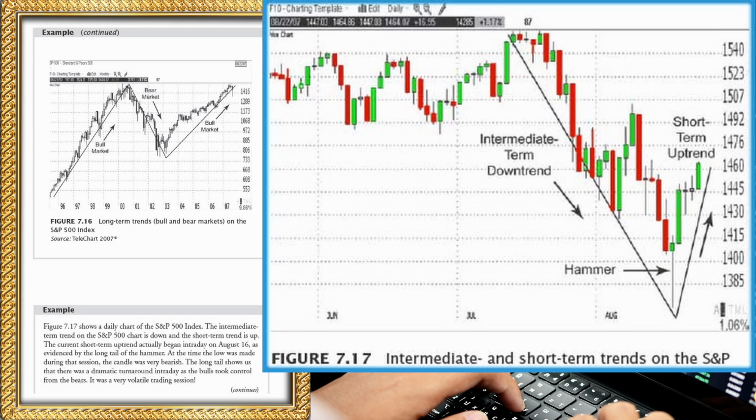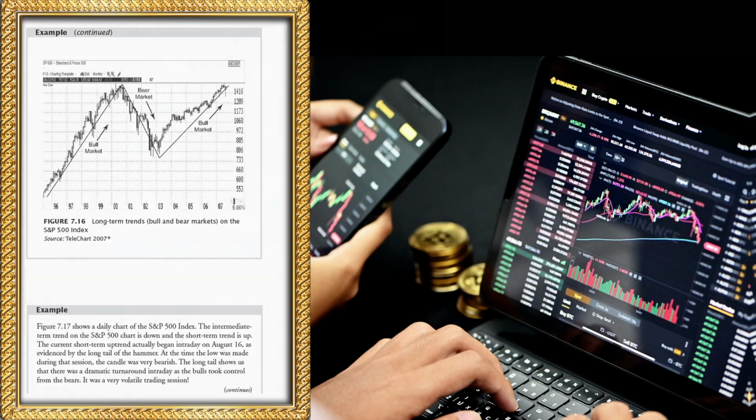Figure 7.17 shows a daily chart of the S&P 500 index. The intermediate-term trend on the S&P 500 chart is down, and the short-term trend is up. The current short-term uptrend actually began intraday on August 16th, as evidenced by the long tail of the hammer. At the time the low was made, during that session, the candle was very bearish. The long tail shows us that there was a dramatic turnaround intraday as the bulls took control from the bears. It was a very volatile trading session.